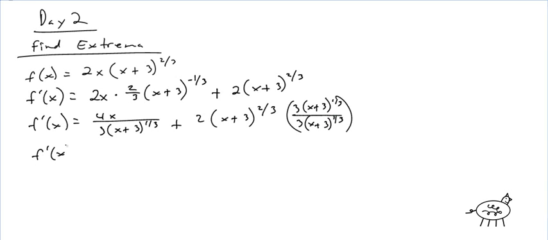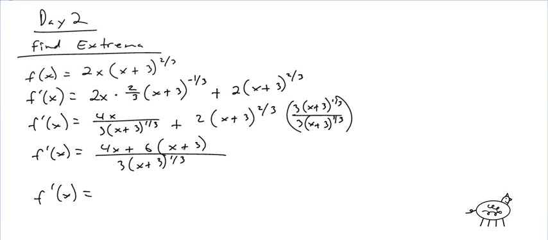Okay, so we're going to have f prime of x. If we write all that stuff together here, we're going to get, do you guys agree? (x plus 3) to the 2/3 times (x plus 3) to the 1/3. That's kind of nice. That's just x plus 3. So really we have 4x plus, and 2 times 3 is 6, times x plus 3. And on the bottom is 3 times (x plus 3) to the 1/3. Okay, and let's keep going here. Distribute that, and so we get (10x plus 18) over 3 times (x plus 3) to the 1/3.